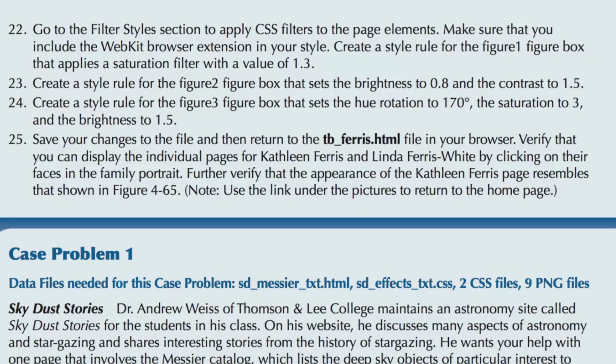In step 23, we create a style rule for figure 2, and we're going to set a brightness change to it. We're going to darken it up a little bit, so we're going to set it to 0.8, so 80% of the normal of the brightness that it currently is, and then also we'll increase the contrast to 150%, 1.5.